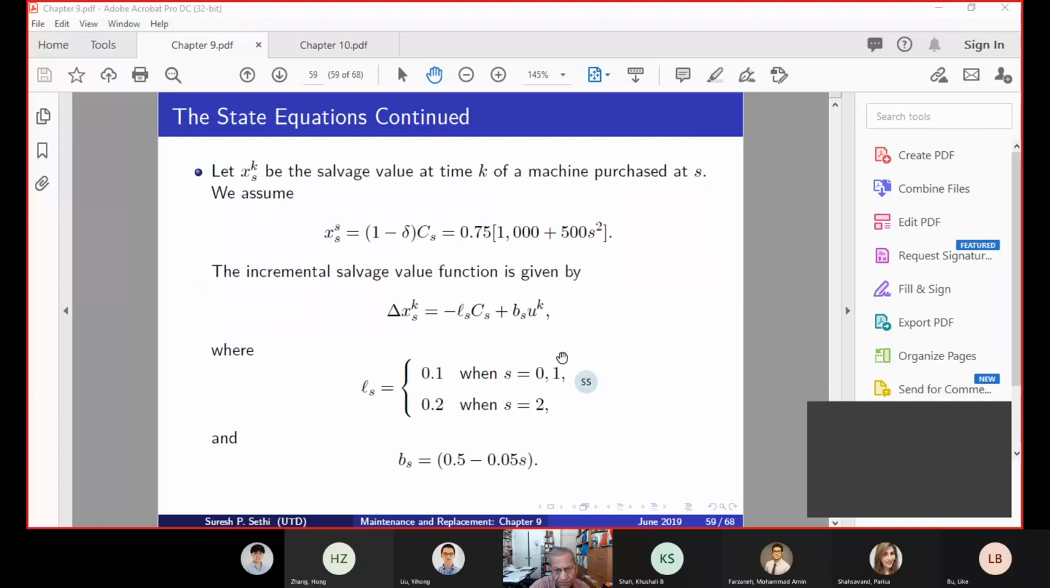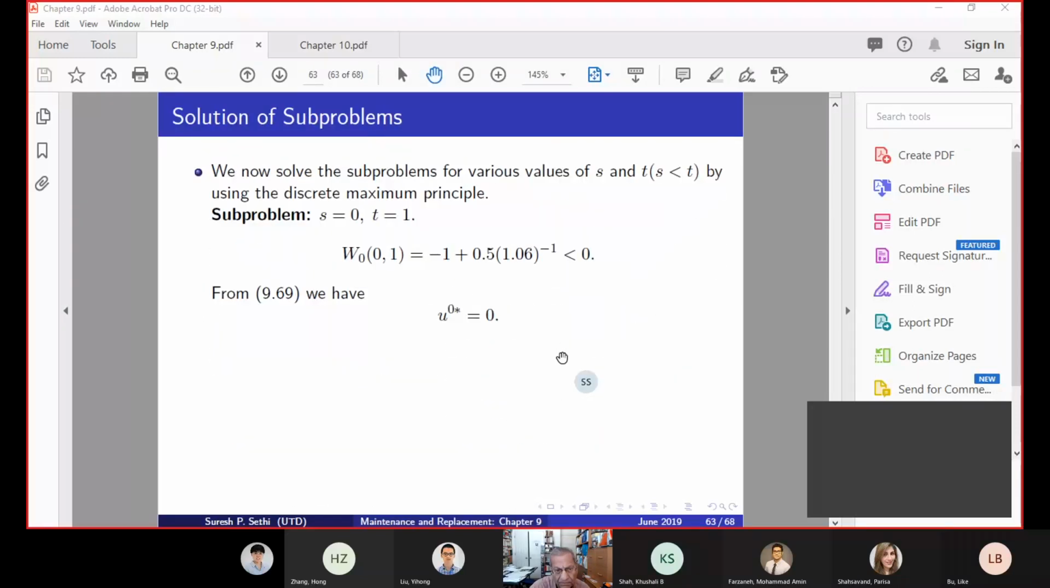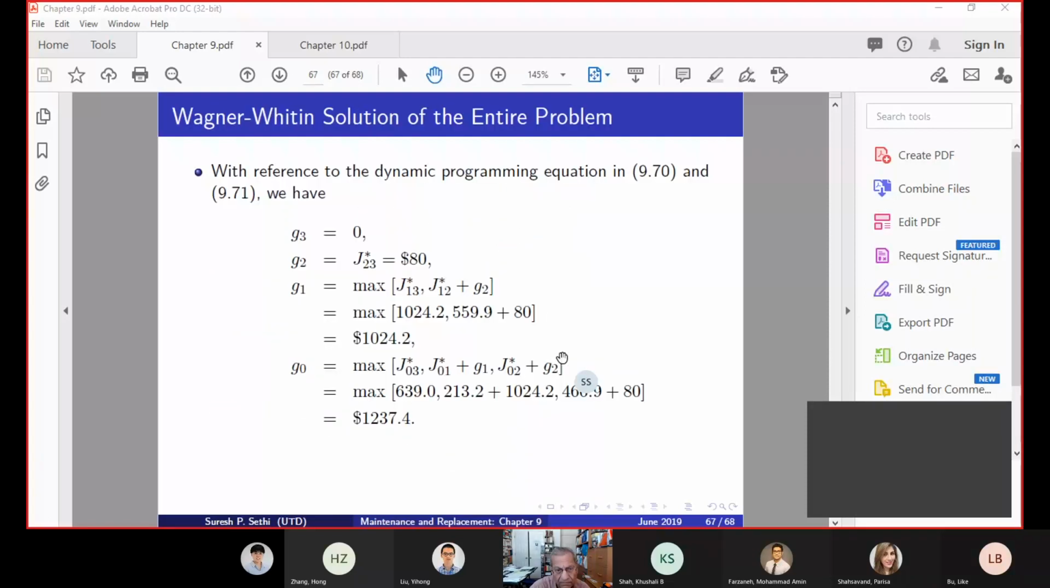Let's go there. G3 is 0. G2 is just J2,3 star. There's no option. So it's $80. For G1, I have two options. I can buy the machine at the beginning of period one and sell it at the very end. Or I can buy the machine at the beginning of period one and sell it one period later, which is exactly at the end of that period. And then from there, I have G2, because once I arrive at two, I already know the value of G2. So I can compute this one, and I already know this one. G2 is 80, so I can put J1,2 star plus G2, which is this one. Then I sum those, and I can find out which is max.